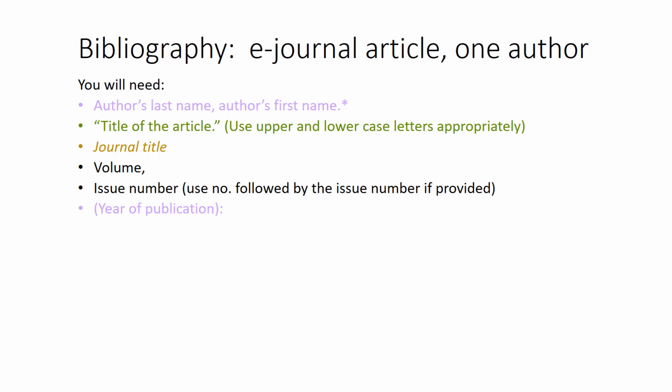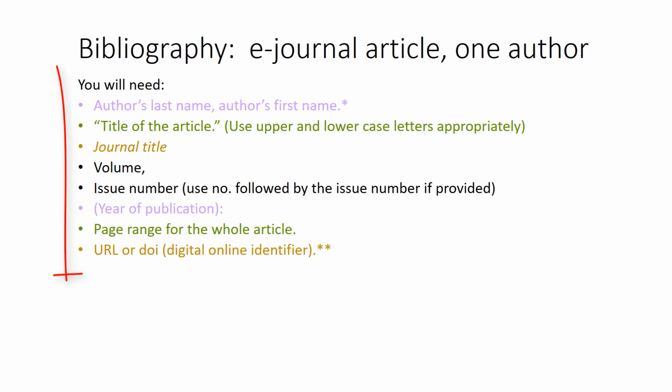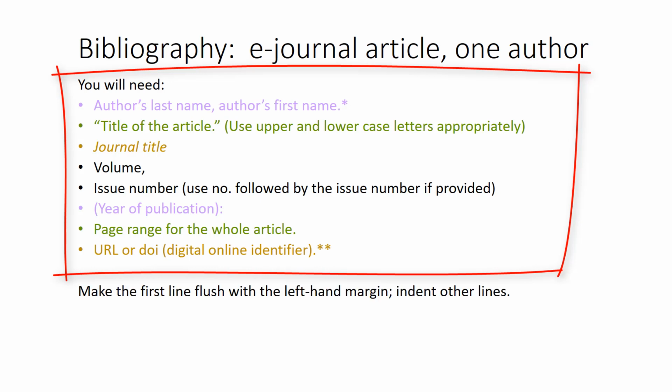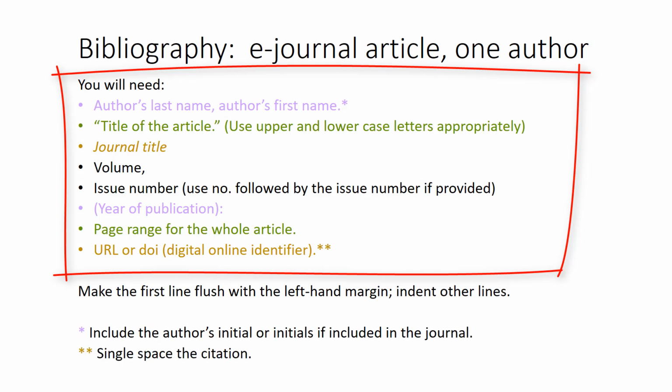Starting with a curved bracket, the year of publication, finishing with a curved bracket and a full colon. The page range for the whole article followed by a period. And finally, because this is an article published in an e-journal, the URL or the DOI, the Digital Online Identifier, followed by a period. Make the first line flush with the left-hand margin, indent other lines. Include the author's initial or initials if used in the journal. And single space the citation.